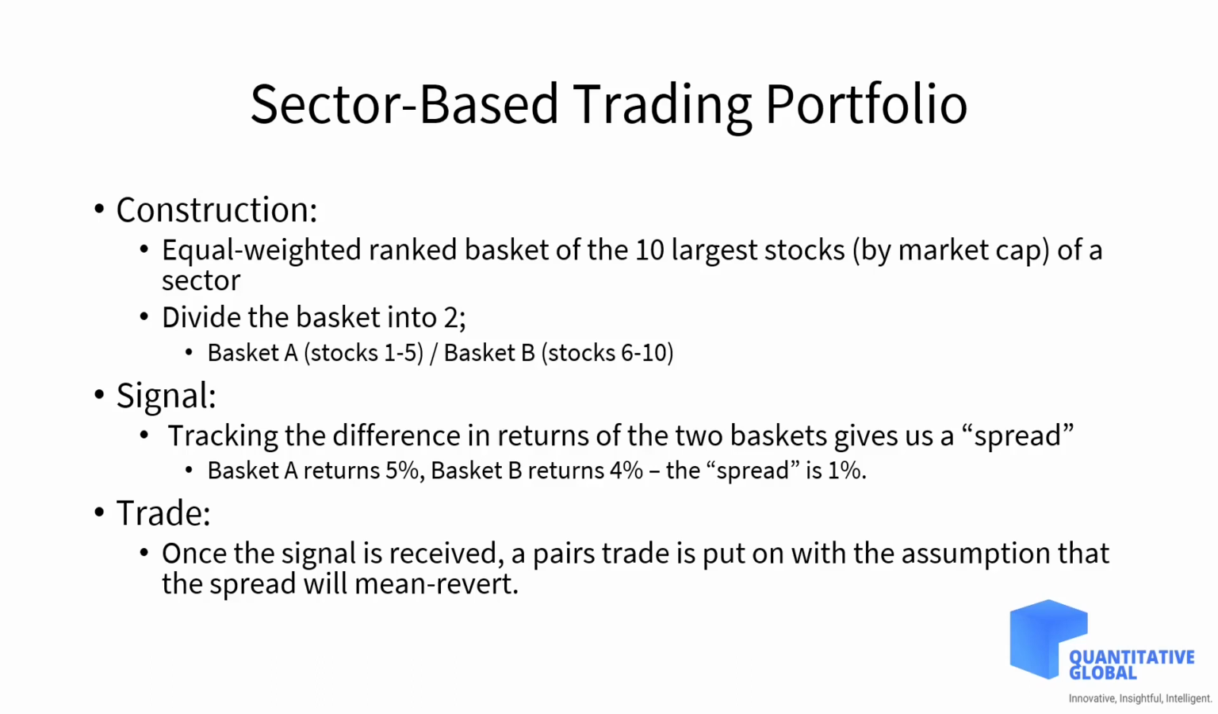This strategy will take the top 10 stocks of a sector, then it will split the basket in two. Considering the high correlations, the performance of these two baskets should be very similar. So when the performance of these baskets diverge, in other words, widening the spread, we can buy the underperforming basket and then short the overperforming basket.